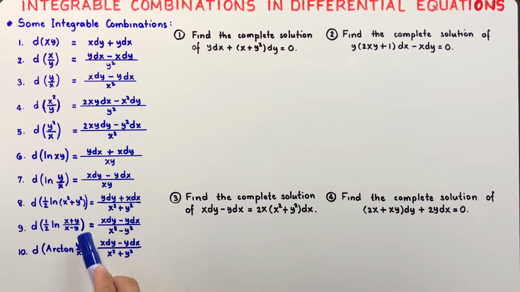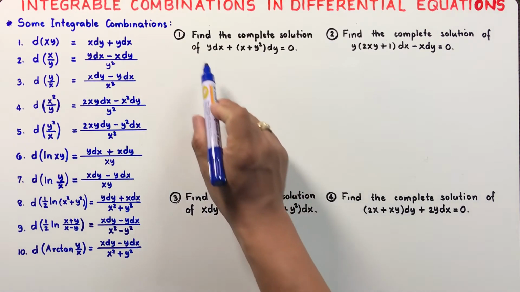And we have a similar differential there in number 9, because if we get the derivative implicitly for 1/2 of the natural log of (x plus y) over (x minus y), the result is x dy minus y dx all over x squared minus y squared. And lastly here, the differential of the arctangent of y over x is equal to x dy minus y dx all over x squared plus y squared. These are the most common integrable combinations that can usually be found in a given differential equation.